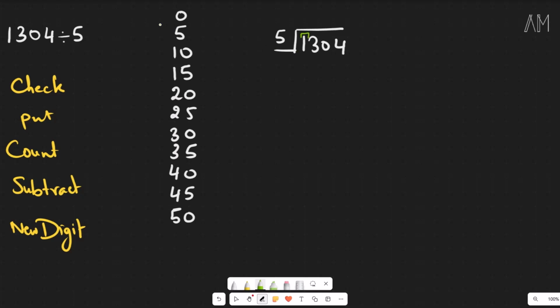Let's start with 1. 1 is between 0 and 5. And then I will put the smallest, which is 0, count till 0, which is 0, subtract 1 minus 0, it's 1, and a new digit will come down.